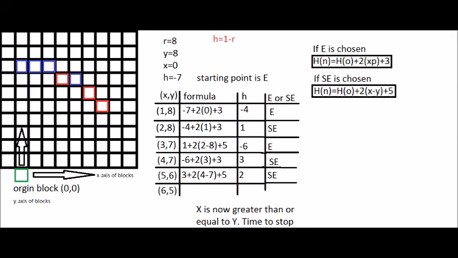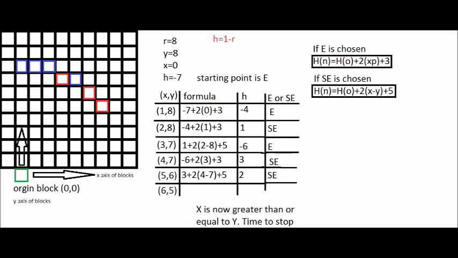After we went east again, we're now at point 2, 8. Now that we're at 2, 8, we're going to plug in the same formula in the top right shown. We're going to do negative 4, our previous h, plus 2 times 1, because 1 was our previous x, plus 3. The answer comes out to 1.